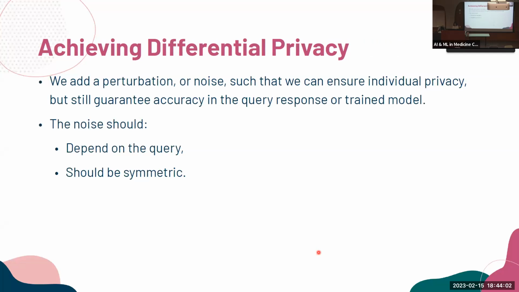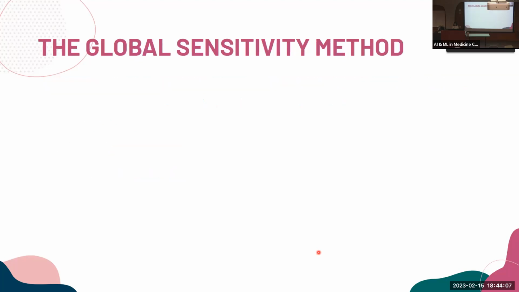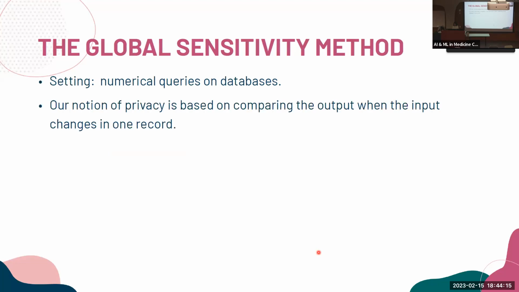And you want it to depend on the actual query. And so the method that was proposed a few years ago and that's still popular now is called the global sensitivity method. And in this particular case, I'll show it for only statistical queries on databases. And again, the differential privacy notion is that your output shouldn't change by too much when you change your input by one individual, right? So obviously, if that's the definition of differential privacy, then the noise should be somehow calibrated to how much your output might change.